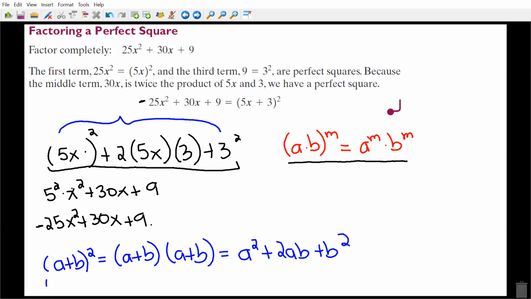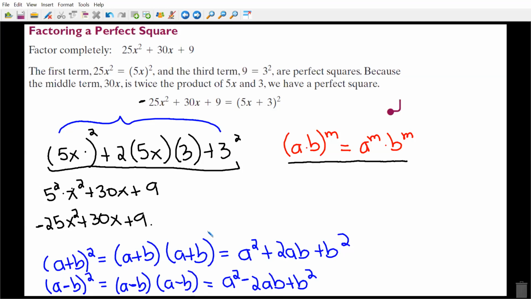Okay, we talked about that rule and we also talked about this one. Do you remember this formula? This was going to be a minus b times a minus b. And the answer was going to be equal to a squared minus 2ab plus b squared. Remember? Yes. Ooh, I can feel you very confident.